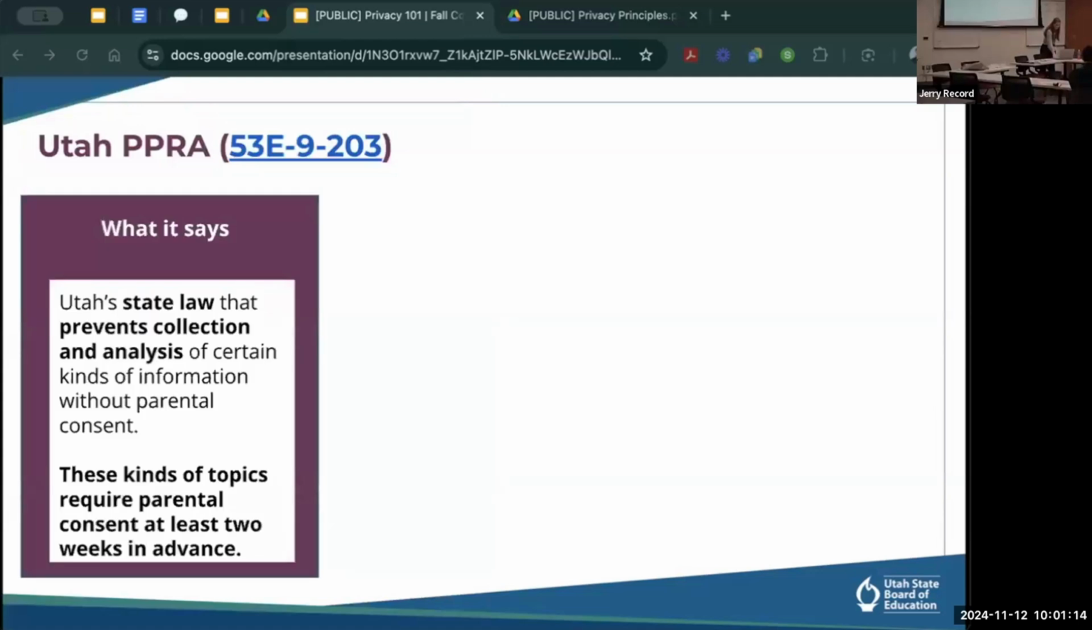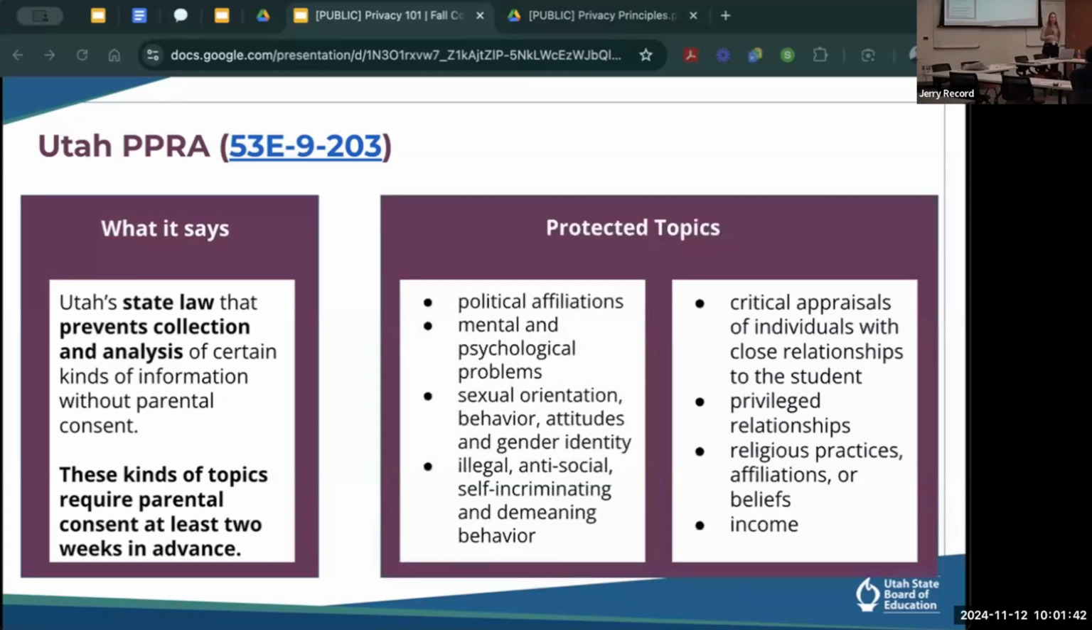All right, so this is what the law says. The law prevents schools and districts from collecting information from students on certain types of topics. The idea is we don't want students to come to school and be asked questions about very sensitive things without the parent knowing and giving consent first. Those very sensitive things, those protected topics, are these.